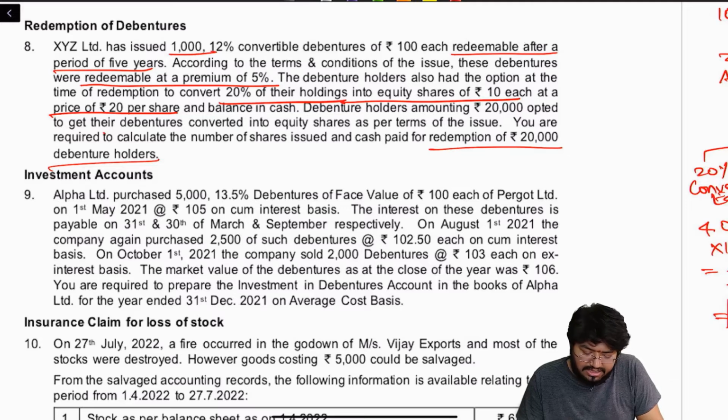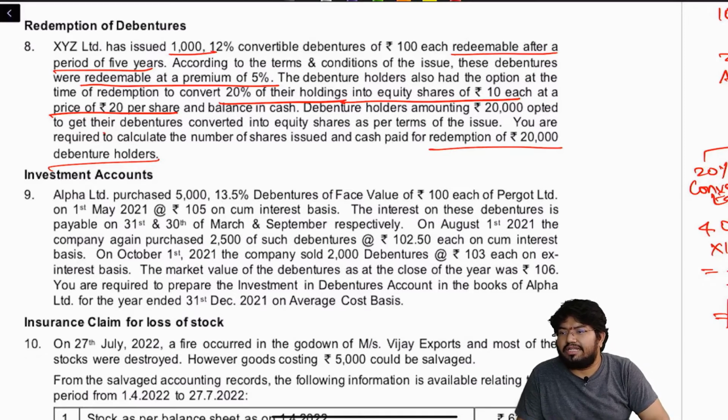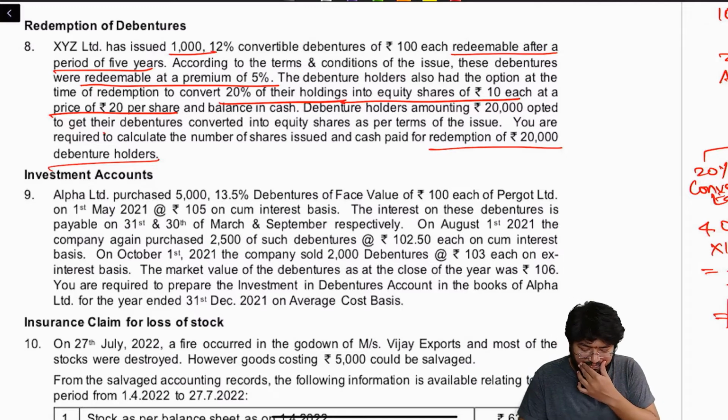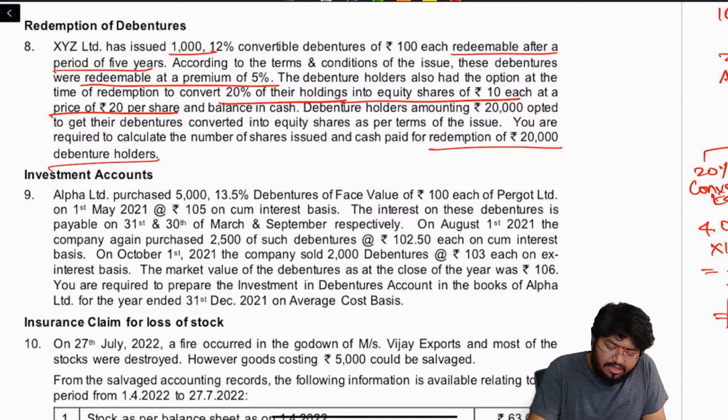The interest on these debentures is payable on 31st March and 30th September respectively. On 1st August 21, the company again purchased 2,500 of such debentures at 102.5 each on cum interest basis. The market value of debentures as at the close of the year was 106. You are required to prepare investment account in the books of Alpha Limited for the year ended 31st December 21 on average cost basis. Now, there are multiple important aspects to be discussed here.